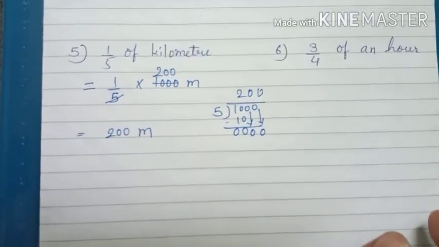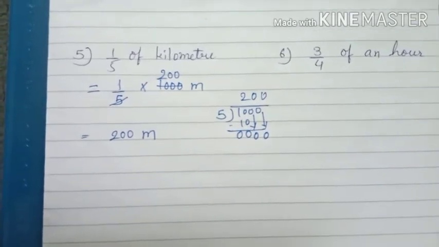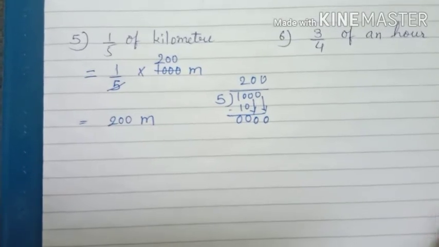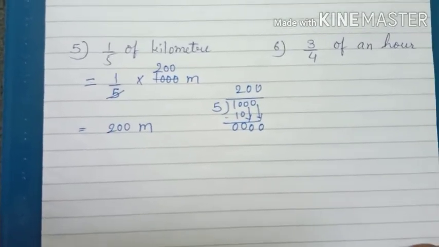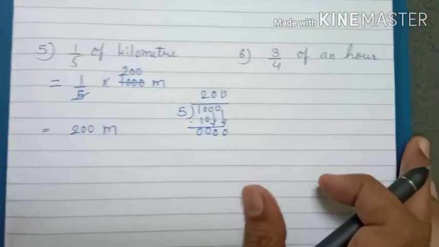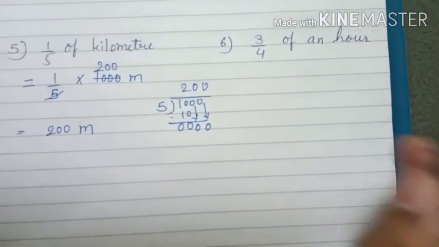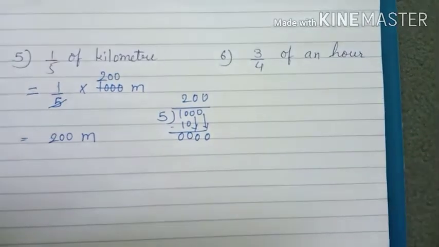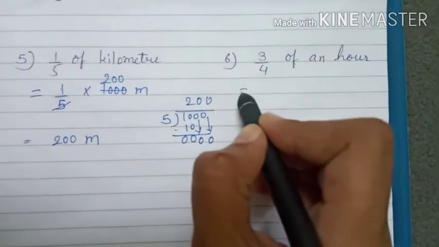Understood? These sums you have to solve with the method. Here आपको डायरेक्टली नहीं करना है, यहाँ पे आपको मेथड को स्टेप के साथ दिखा के ही करना है. ओके स्टूडेंट्स, नाउ सी द लास्ट एग्जाम्पल. 3/4 ऑफ एन आवर, यानी आवर का 3/4 फाइंड करना है. सो यू नो अबाउट दिस.